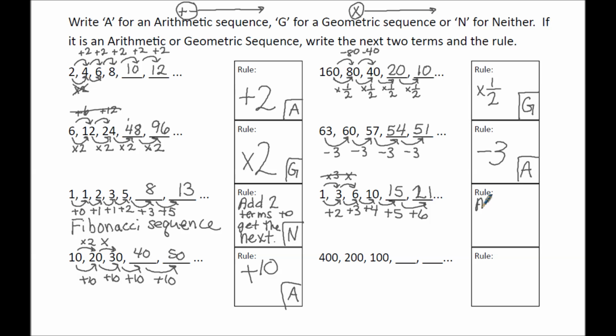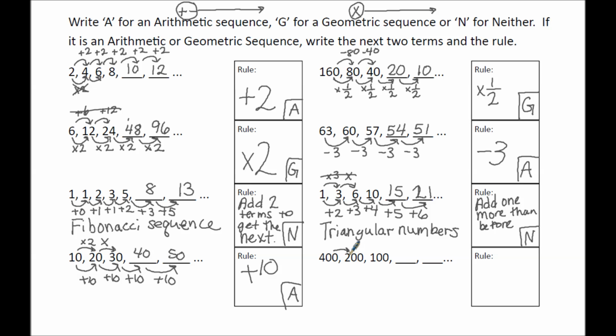Now the rule here looks a little different. I'm adding, but I'm not adding the same number all the way through. I'm going to add one more than before. So if I added 4 before, then I would be adding 5. And this is neither arithmetic or geometric. Even though the rule includes addition, it's not arithmetic because we're not adding the same number all the way through. This pattern has a special name as well. These are triangular numbers, which we'll see why they're named that in a moment.